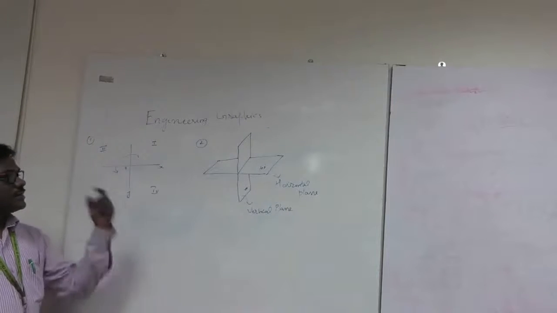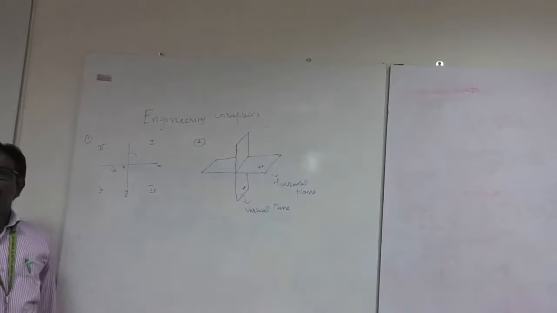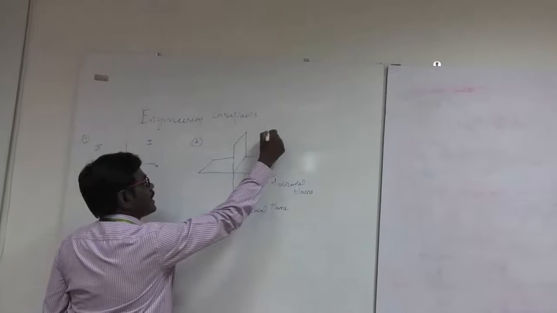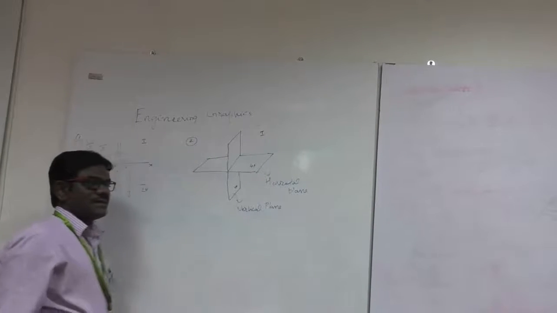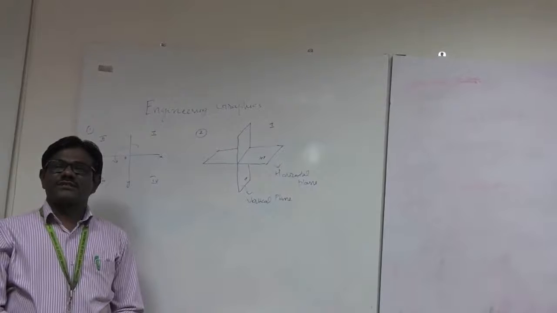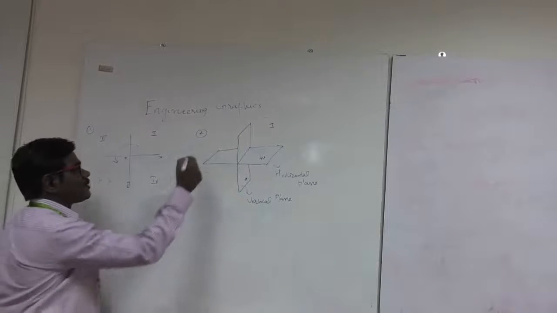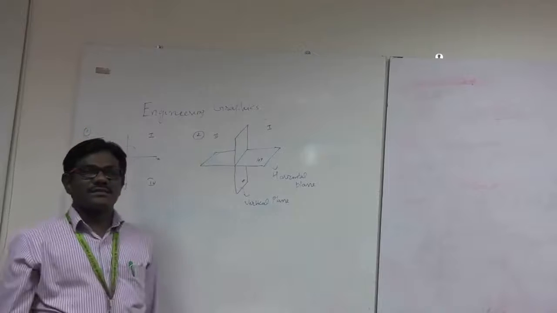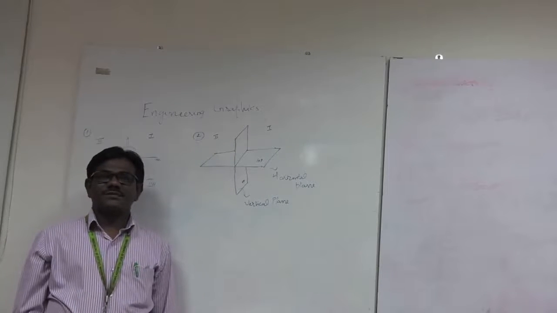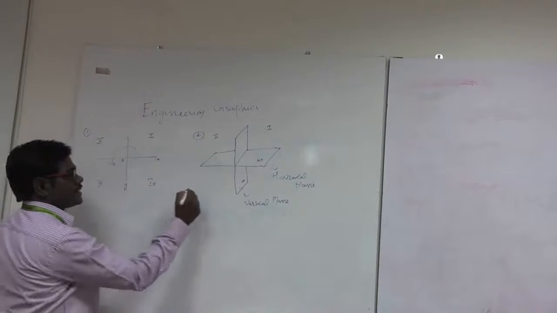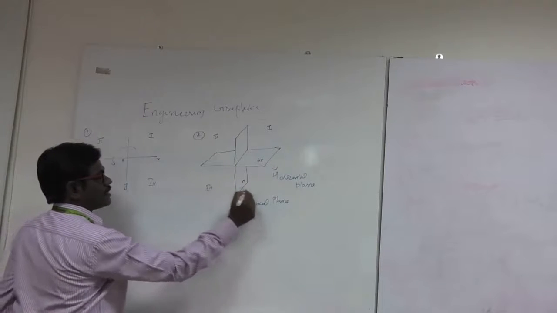Fine. So when we keep any component here and make drawings, that means we are using first angle projection. Suppose if you keep it here and draw the projections, that means we are using second angle projection. And here it is third angle and it is fourth angle.